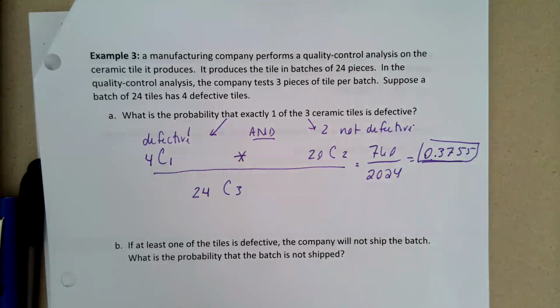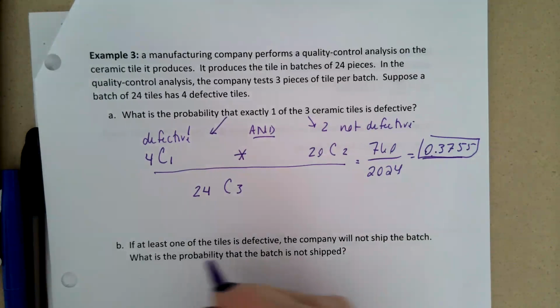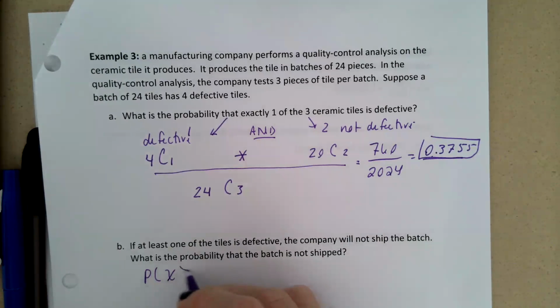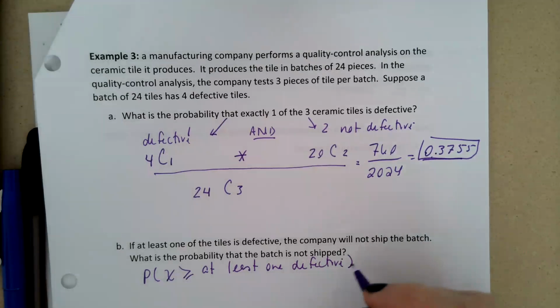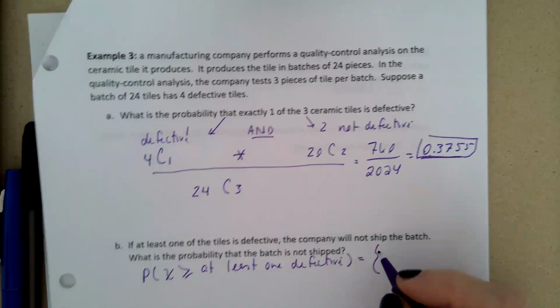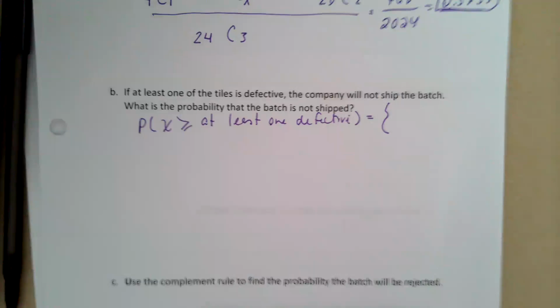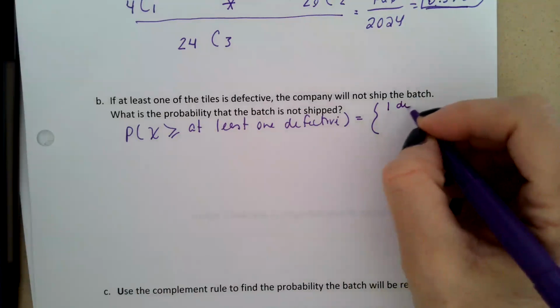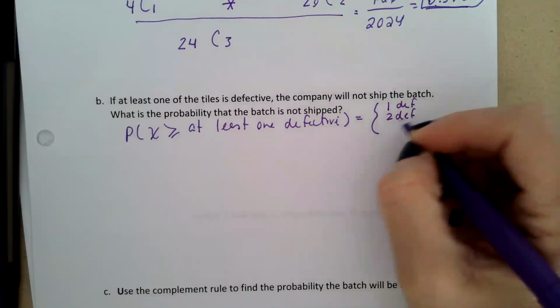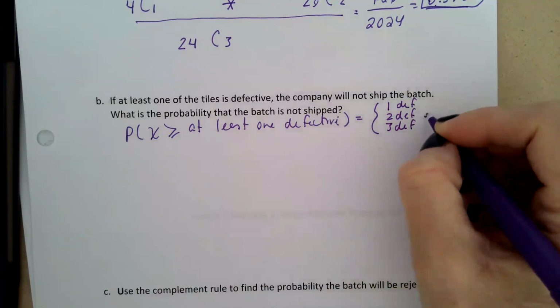Okay, so now it says, if at least one of the tiles is defective, the company will not ship the batch. What is the probability that the batch is not shipped? So we want to know at least one. The probability X is at least one defective. So that would entail, let's look at all the situations where at least one is defective out of the 3. So that means 1 defective, right? 2 defective, or 3 defective.